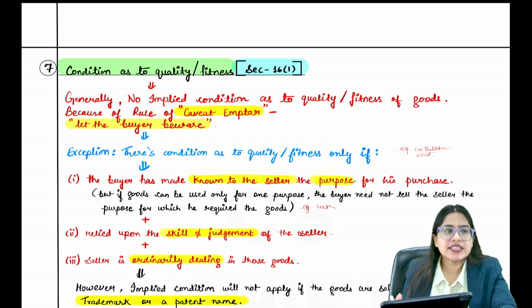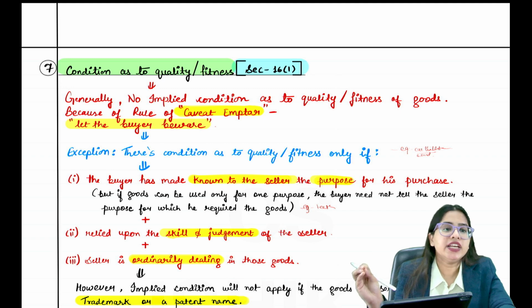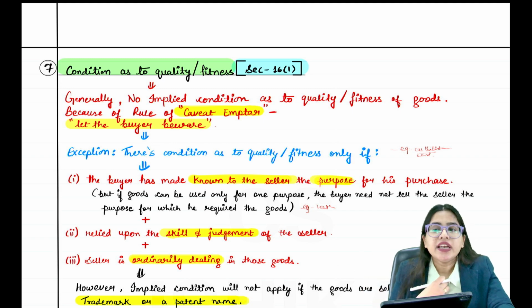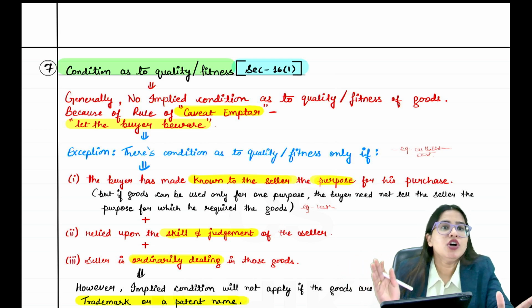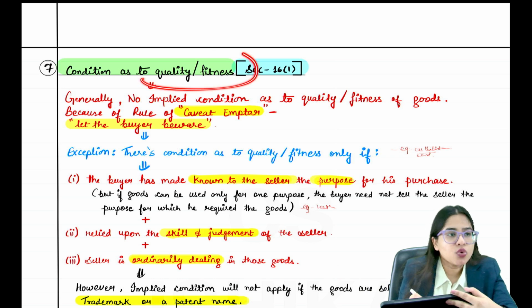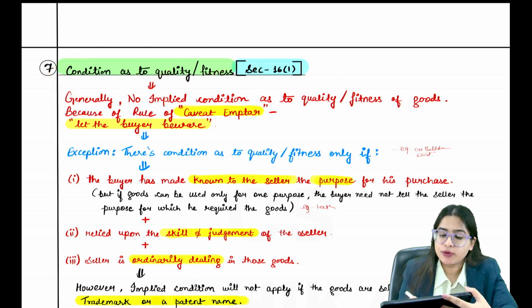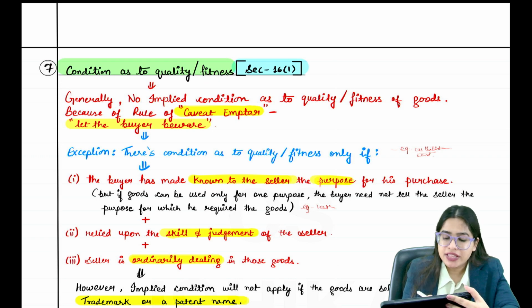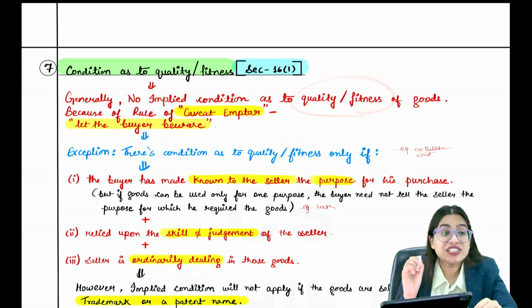The point is, if I need goods of a particular quality or they should fit my purpose, then I have to check it. Let the buyer beware. Here, the seller is not responsible. So generally we will say there is no implied condition as to fitness or quality, because generally the concept of caveat emptor applies, which means let the buyer beware. So the seller is not responsible for quality or fitness generally.